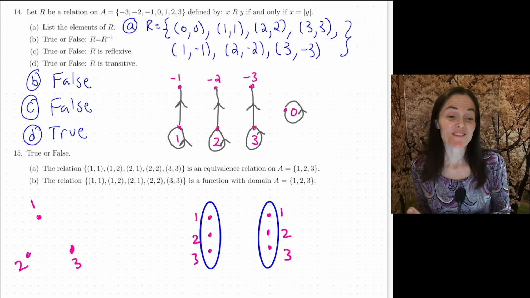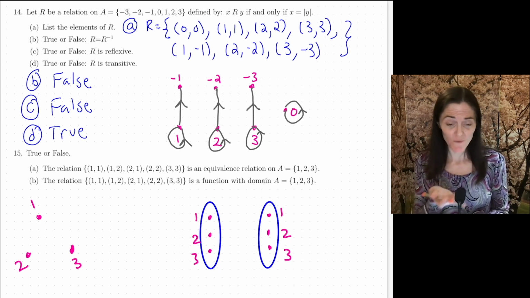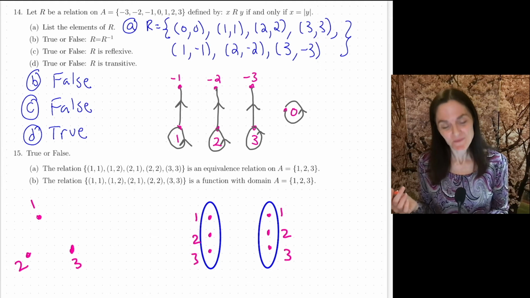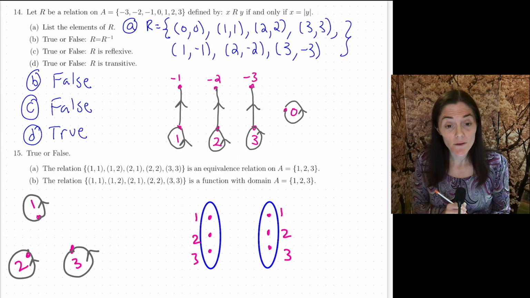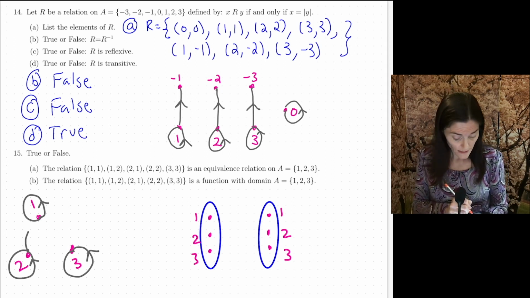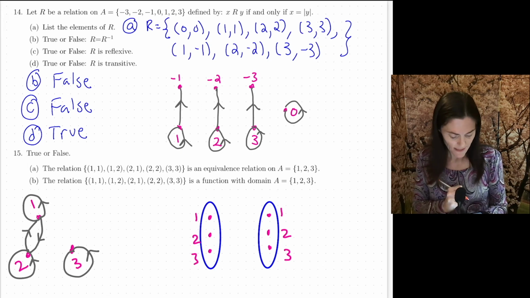So we have these two different pictures. One is really, if we think about relations, and one is if we think about functions, but I am going to think about them both ways, so I will draw both pictures. 1 relates to 1. We also have 2 relates to 2. We have 3 relates to 3. And then we also have 1 relates to 2, 2 relates to 1, and that's it.